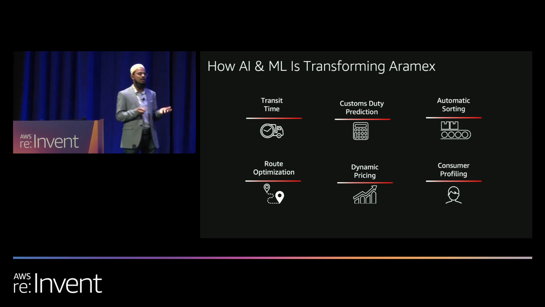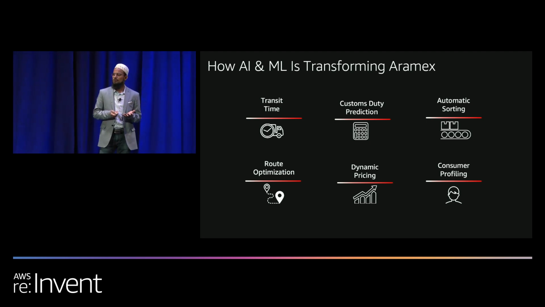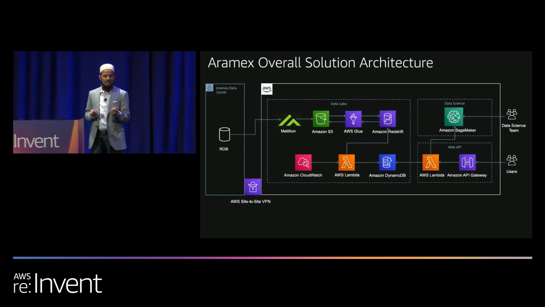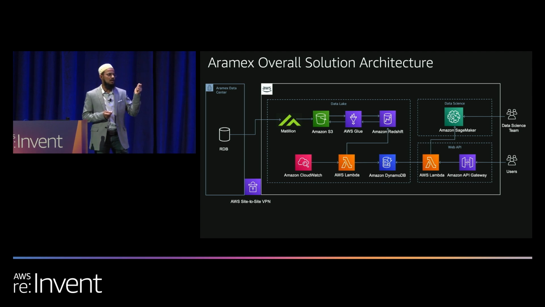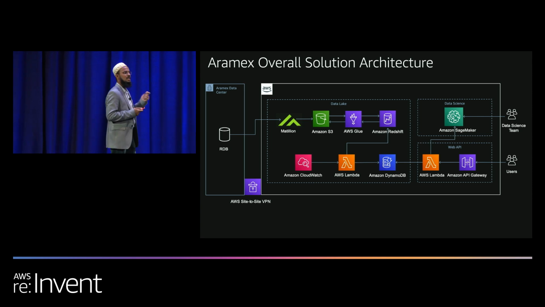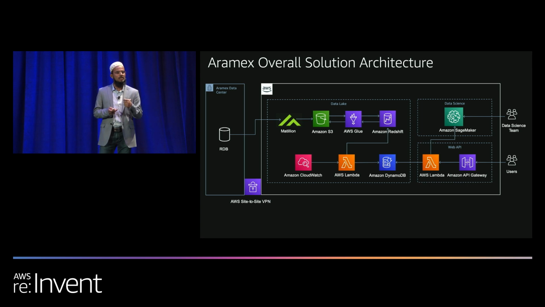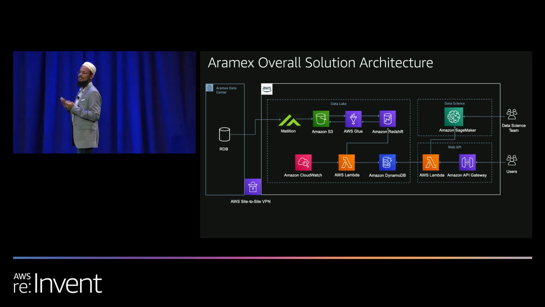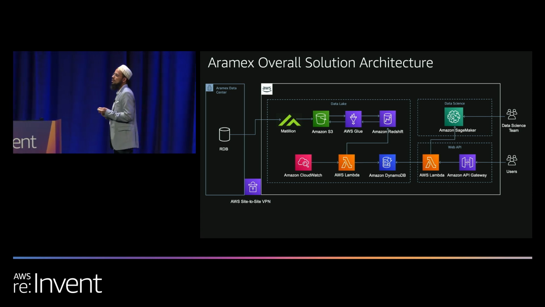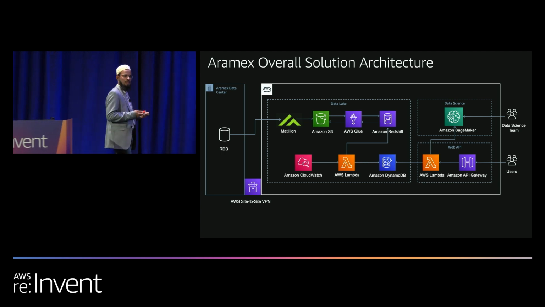So the scale at which AI and ML is disrupting the organization is far-reaching. And in order to deploy these AI solutions, we require a robust data lake and an ML platform. So let's have a look at the overall solution architecture at Aramex. Our data sits in Microsoft SQL Server on a transactional database. And from there, the data gets replicated in S3. And from there, the data is populated inside the Aramex data warehouse, which is on Redshift. Also, for low latency data retrieval requirements, we have DynamoDB.